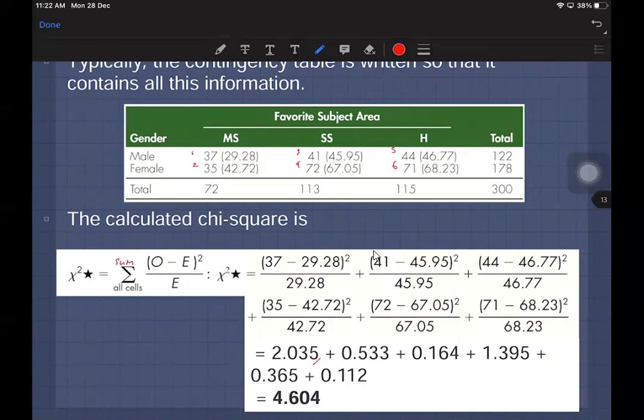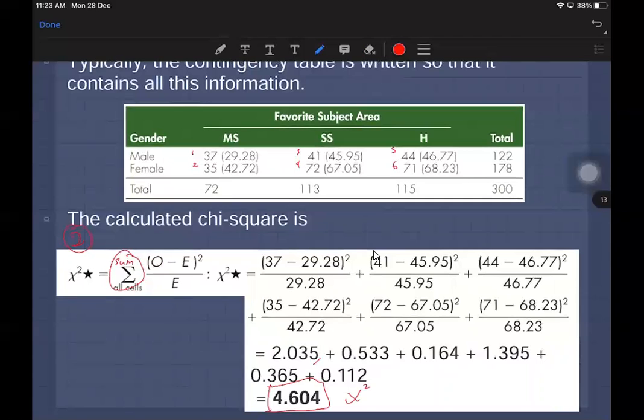After that, because we have a sum here, you need to total up. So 2.035 plus 0.533 plus 0.164 plus 1.395 plus 0.365 plus 0.112, you will get 4.604. So 4.604 is our chi-square value, the chi-square test statistic value. So this is step number 2.